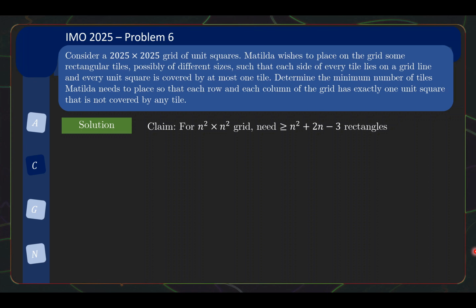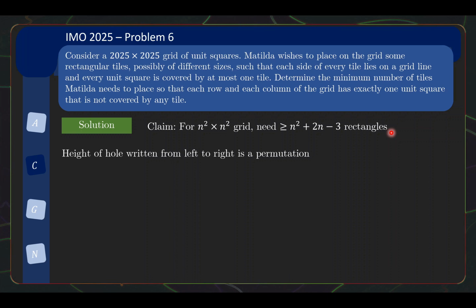Now, of course, the logic is still non-trivial. So what we need to show is that for an n squared by n squared grid, we need at least n squared plus 2n minus 3 rectangles. The construction I already provided earlier on, I won't talk about it again. Now we just need to show that this is a lower bound.